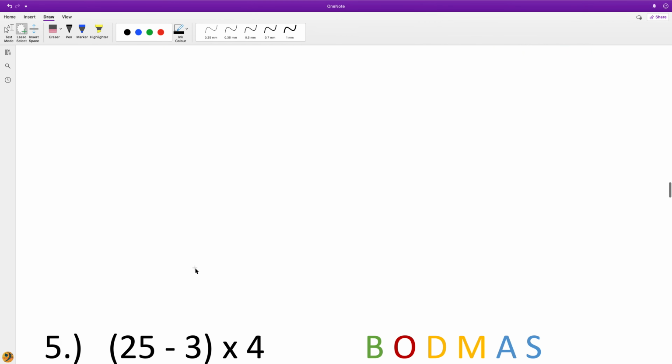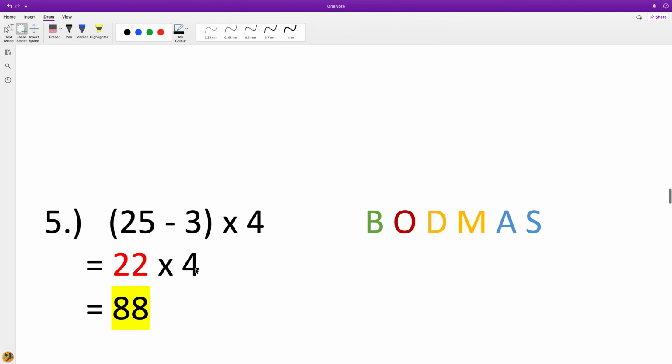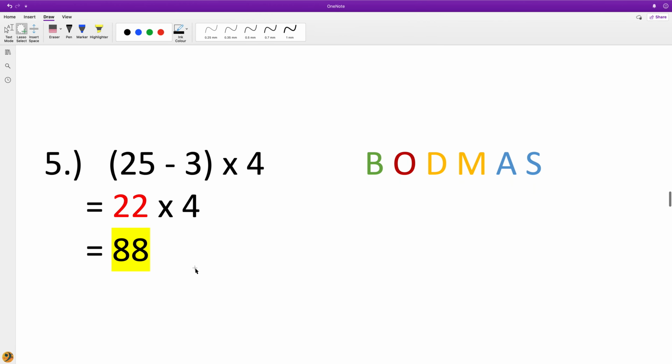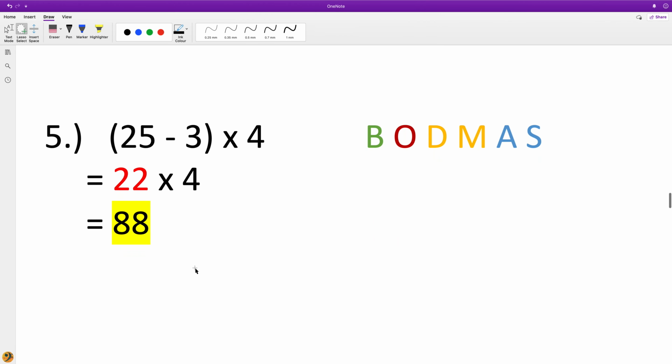Okay, very good. So another example we have here is this one. We have 25 minus 3 in brackets multiplied by 4. Once again, we refer to BODMAS, and we have a highest order of a bracket in here, so we must evaluate this part first.